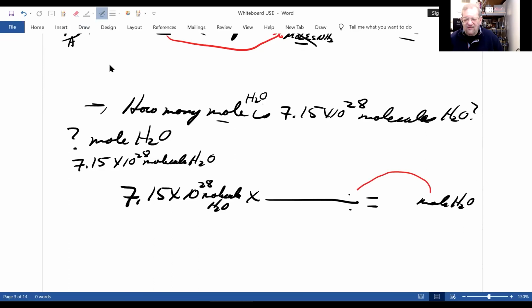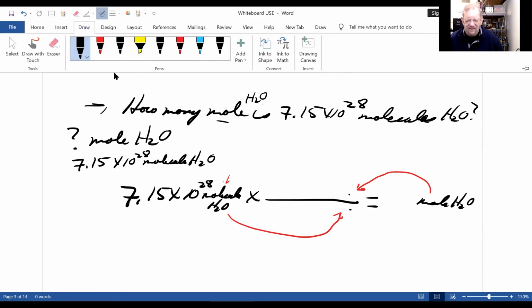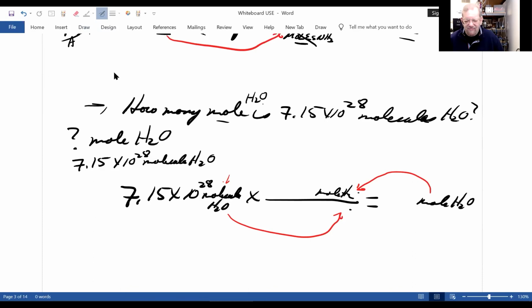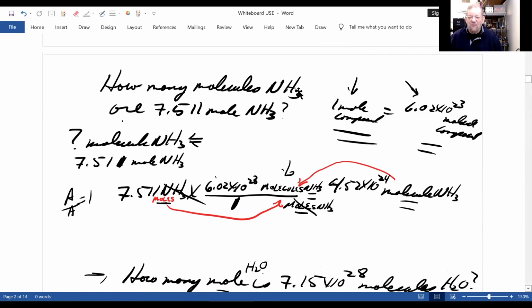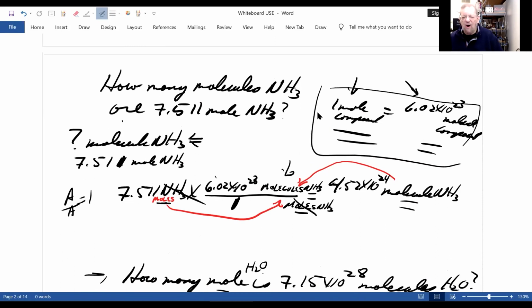Whatever we're trying to get to goes on top, the units. Whatever we're trying to get rid of, we don't want this in our answer, goes underneath. And now I can write that in. Moles of water for molecules of water. Now, where do I find a relationship, moles and molecules of a compound? And if we scroll up a little, right here, and this will be given in important information. 1 mole of a compound equals Avogadro's number.